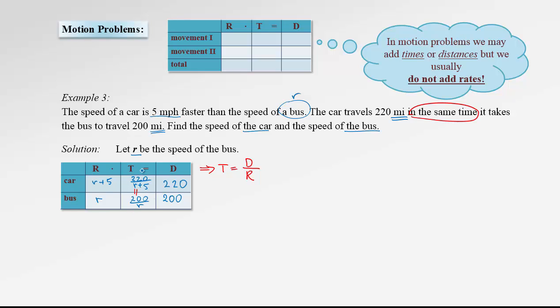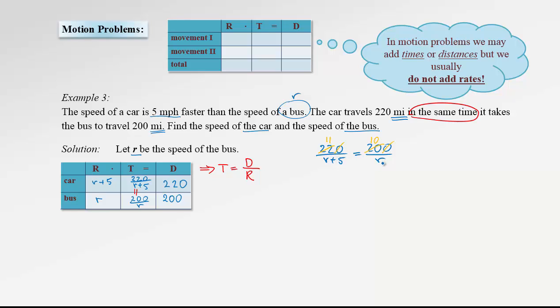And that's how we develop our equation. So we can write it down on the side, 220 over r plus 5, time of the car, equals time of the bus, which is 200 over r. Again, we end up with a proportion. To solve this proportion, we can just cross multiply. But before we do that, we can make our numbers a little bit simpler. We could, for example, divide by 10 both sides, and even more, divide by 2 again. So the 20 divided by 2 is 10, 22 by 2 is 11. This will make our numbers smaller and easier to calculate.